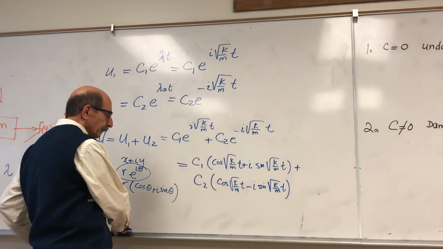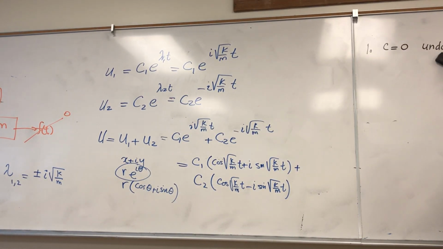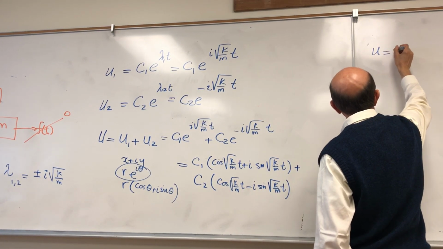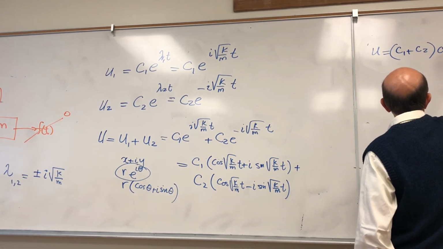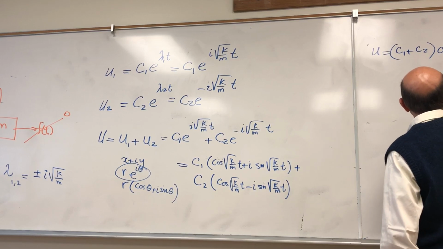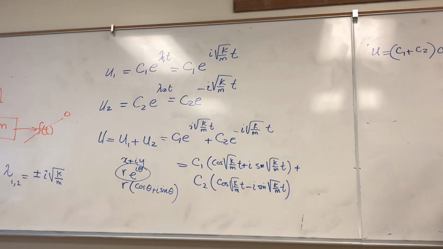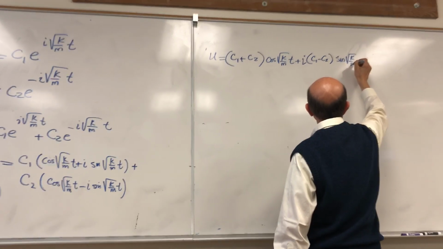So let's simplify that by factoring out the common terms and doing all the additions and whatnot. If you do that, you can simplify this. U would be C1 plus C2 times cosine of square root of k over m t, plus C1 minus C2 times i times sine of square root of k over m t.